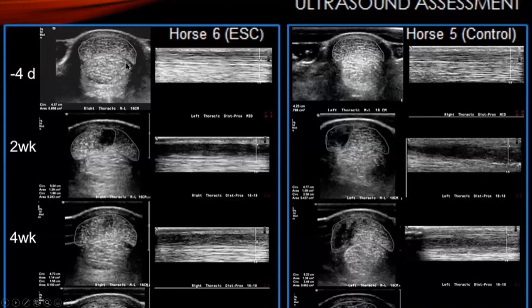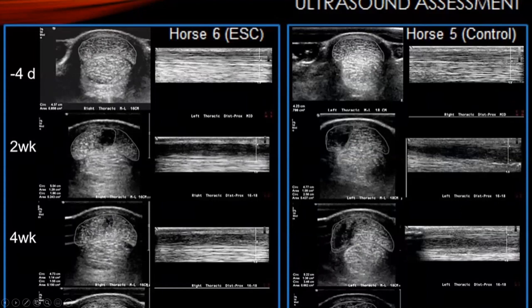All right, so these get a little bit more difficult to look at, but we can look at them in cross section, or we can look at them linearly or long ways. Long ways, we like to see them as nice, straight, tight bands, like a rubber band that hasn't been stretched too much. And then you get this horse here that has a big hole or a tear in that superficial digital flexor tendon. You see that as this black hole here where we have no tendon holding up anymore.